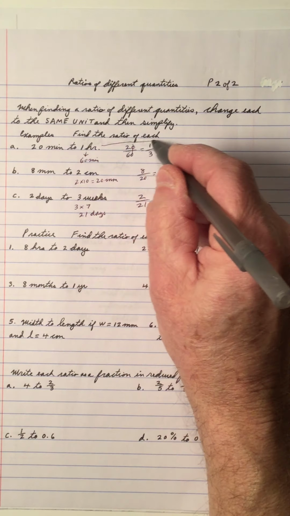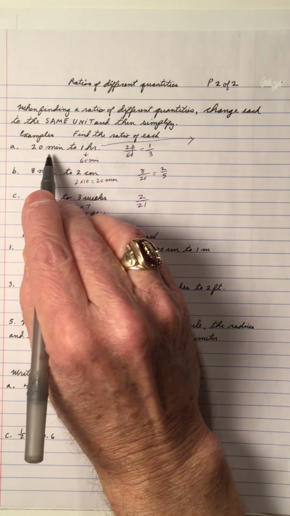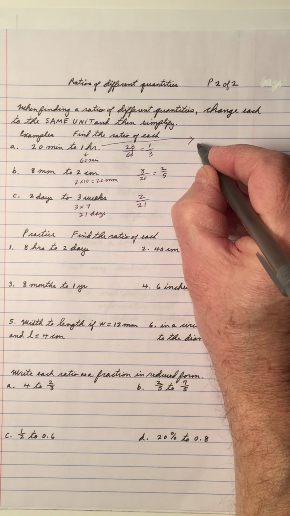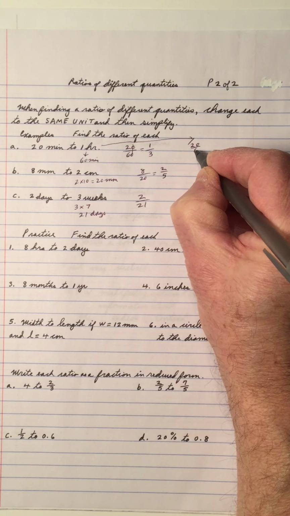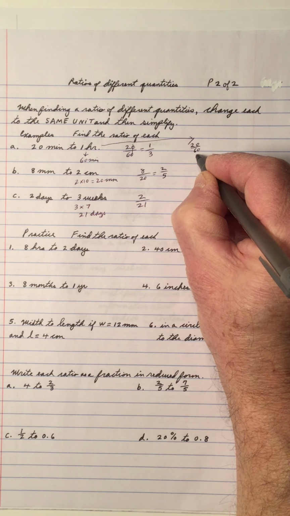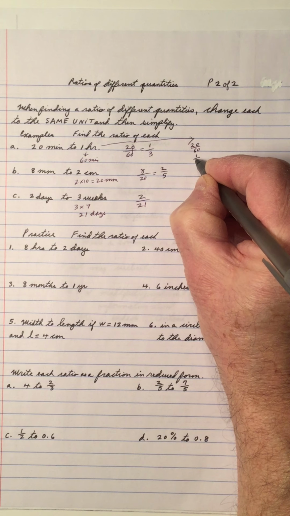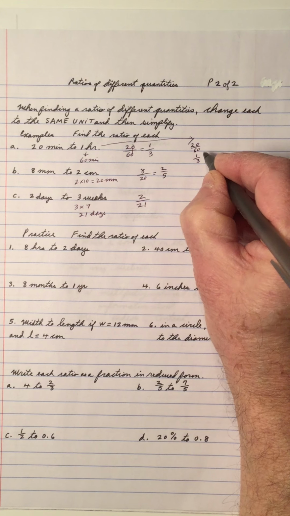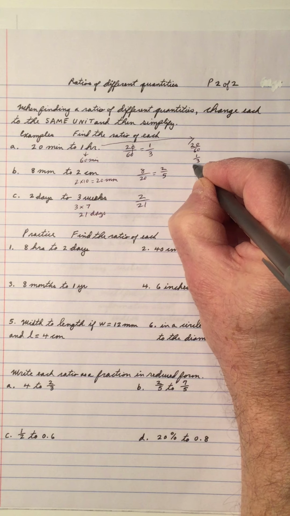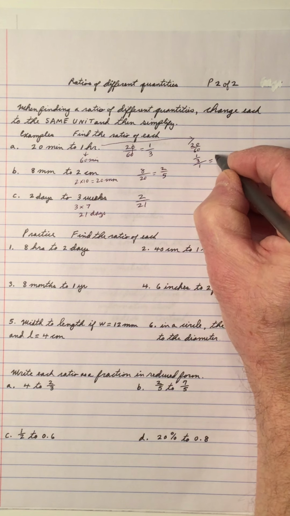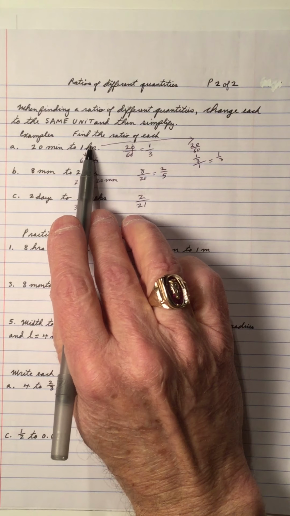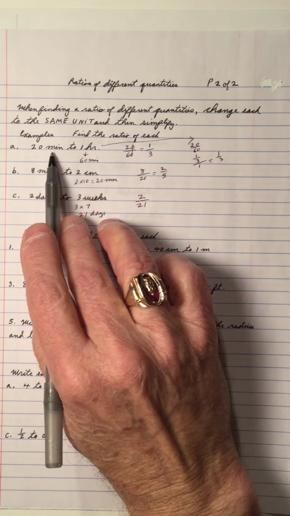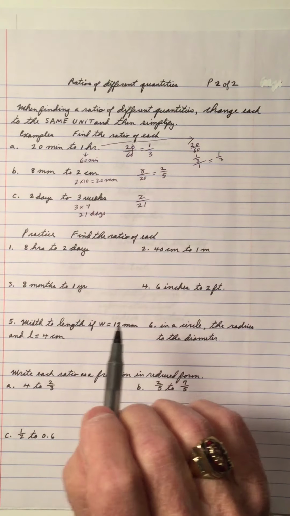Just to explain that, if I went the other way and changed 20 minutes to an hour, well, 20 minutes is 20 out of 60. 20 out of 60 is 1/3, because you divide by 20. Now you would have 1/3 to 1, and that gives you the 1/3. So notice it's easier to change the big one to the small one, and you won't have any mix-up.